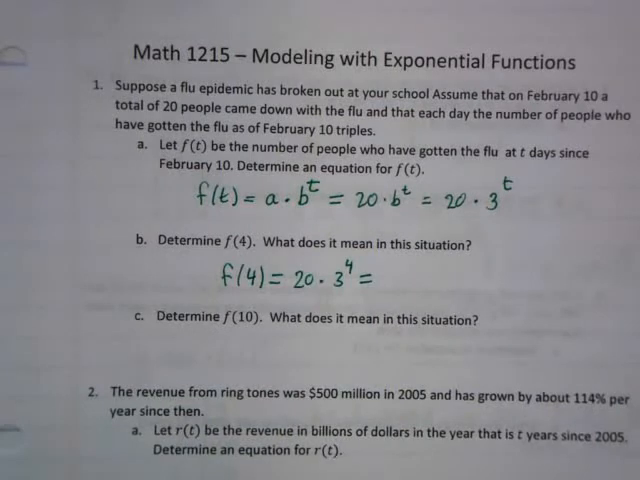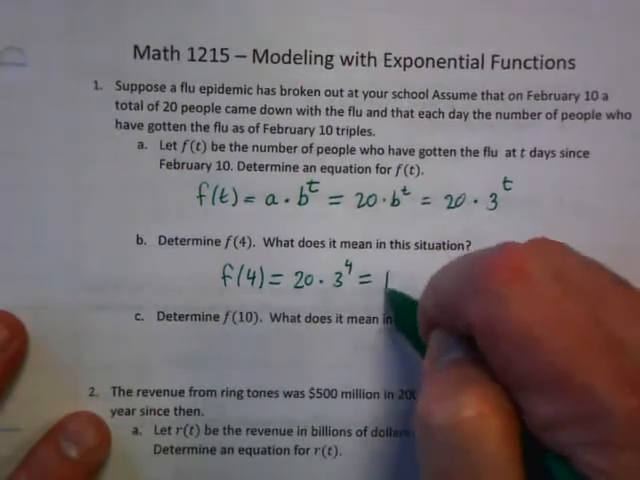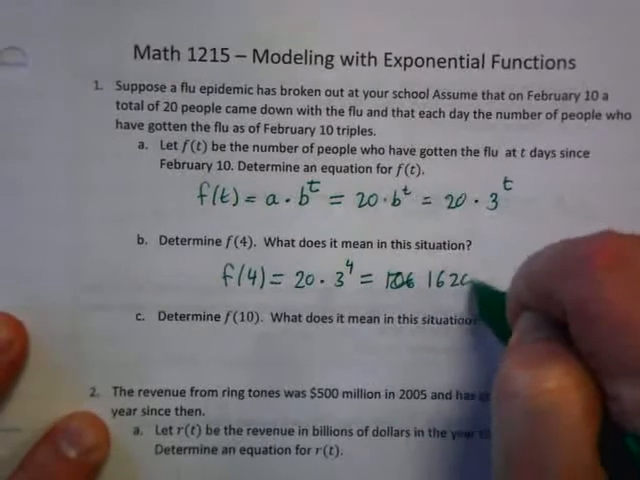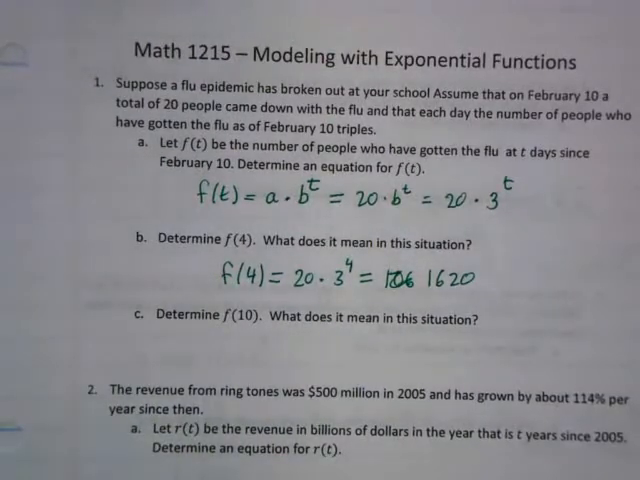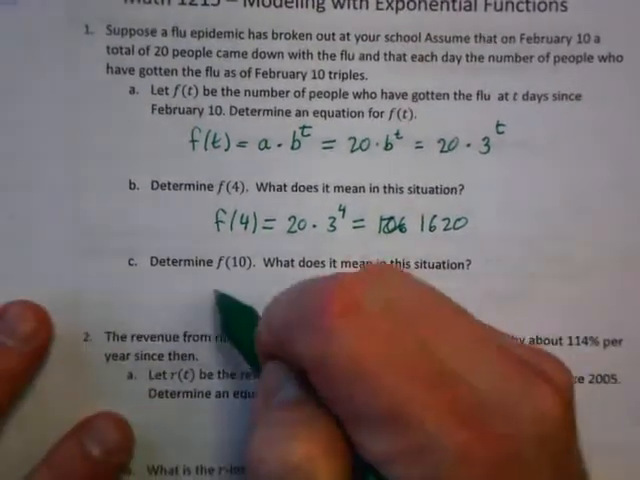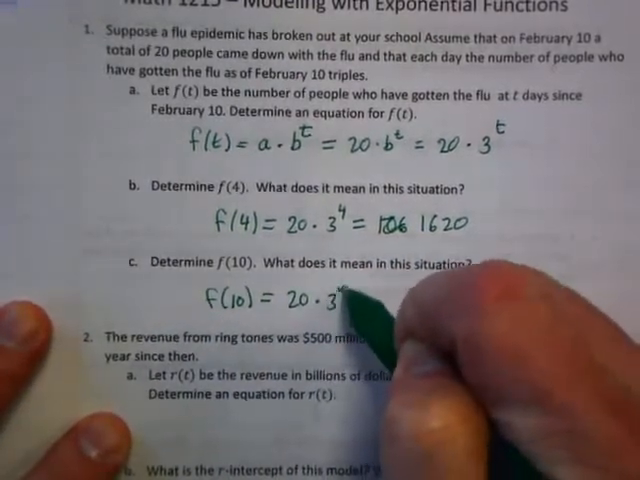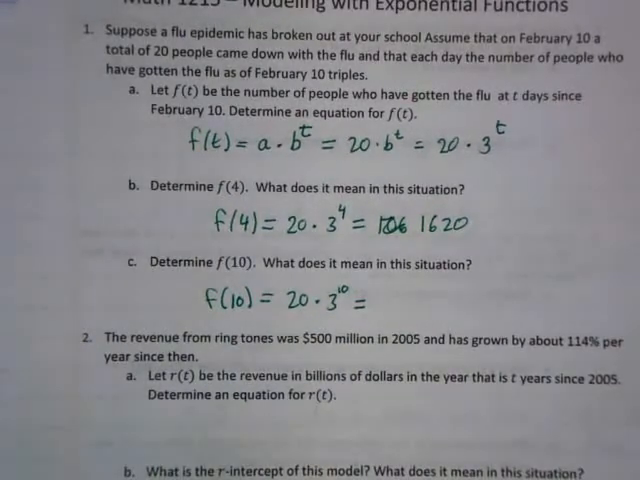And that's how much did you get? 1,620. 1,620. What happens on day 10? I have 20 times 3 to the 10. And that's a very big number. What'd you get?